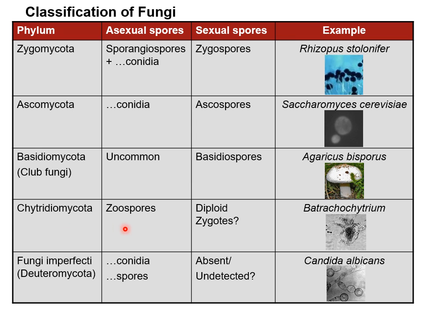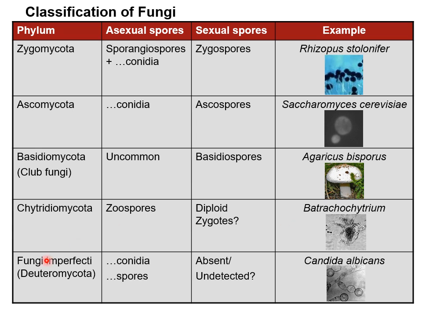The Chytridiomycota, or the chytrids, these are the aquatic fungi that we talked about that are not medically relevant. They form zoospores as asexual spores, and then possibly the diploid zygote, which we said may just be an artifact. So this is why we have a question mark. And one example is Batrachochytrium, which has been mostly seen in infections of toads or amphibians.